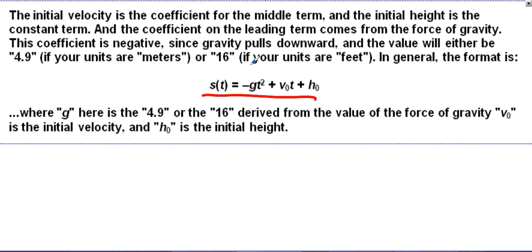And then the constant of gravity, or the coefficient here for t squared, is related to gravity based off of either meters or feet, depending on what unit of measurement you're using. It's 4.9 if it's meters, and you use a 16 there if it's measured in feet. But most of the time we'll be given most of that equation.